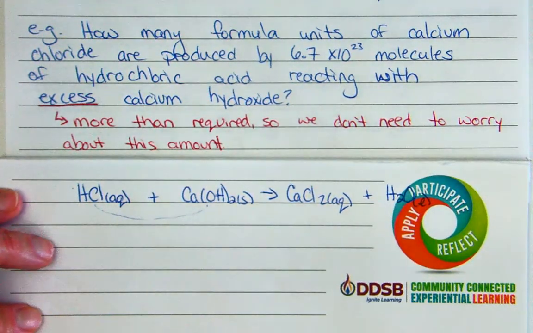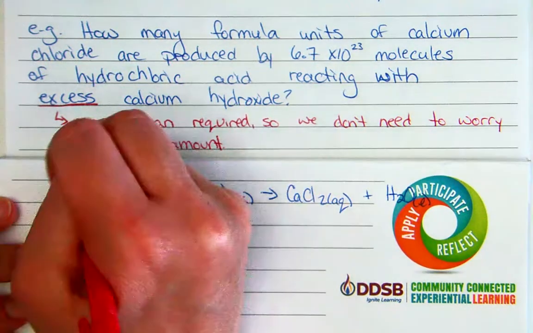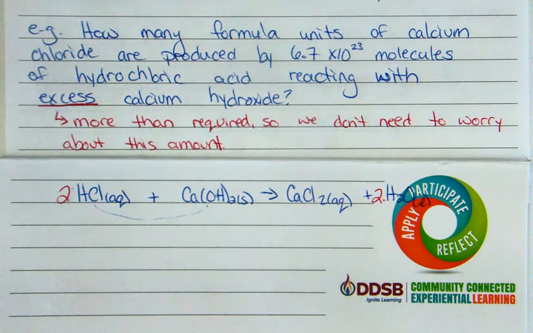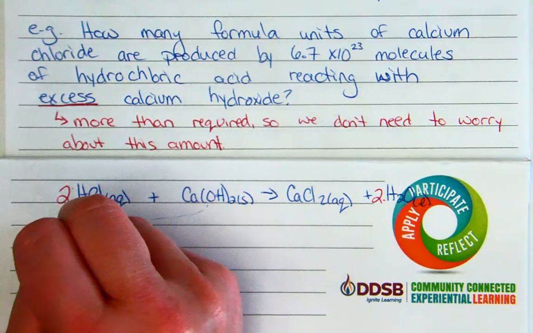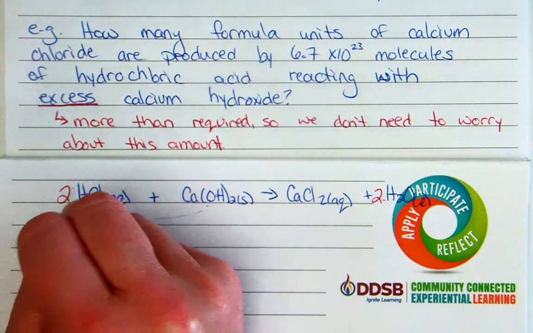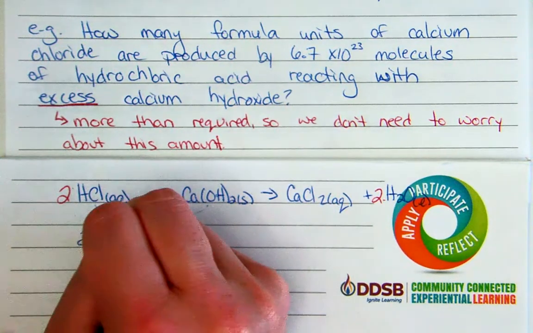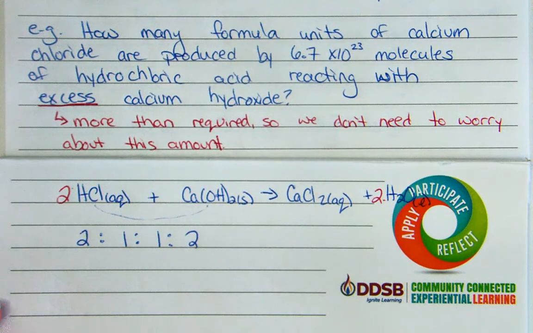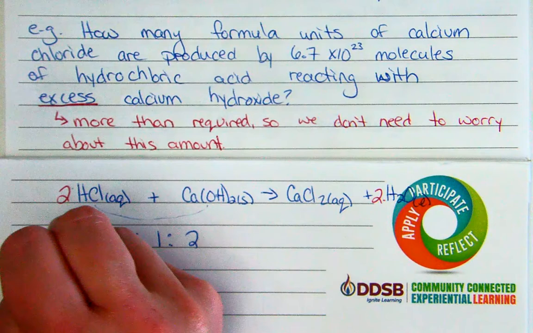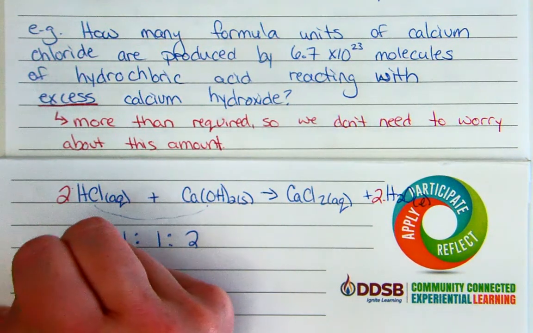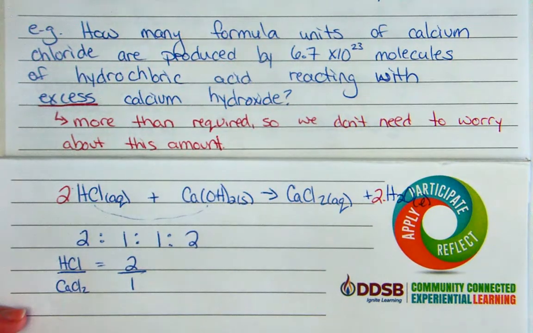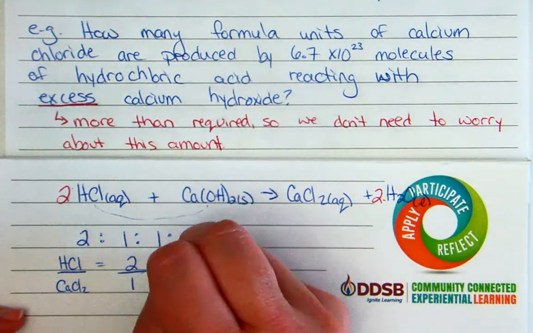Sorry, that's hard to see there. And once I balance it out, I'll get 2 and 2. That means my mole-to-mole ratio is 2 to 1 to 1 to 2. And if I'm going to compare here calcium chloride and hydrochloric acid, well, HCl to calcium chloride is 2 to 1.